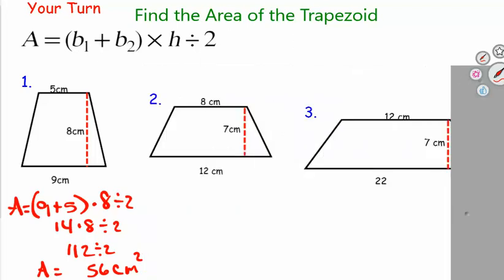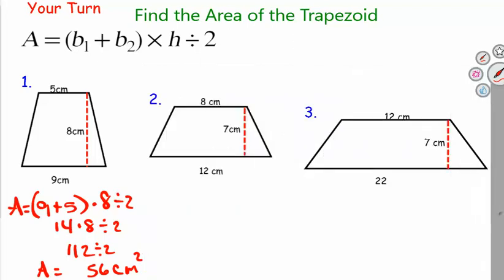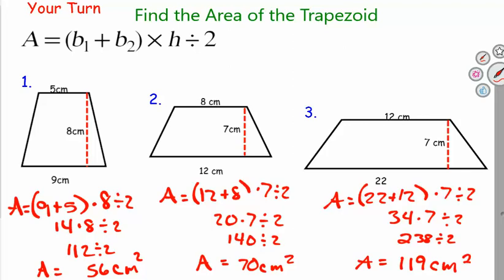So I want you to try 2 and 3. Write it out like I did. Then you can use your calculator. Pause the video and come back when you have your answers. All right, check your answers. Make sure those units are written down, okay?